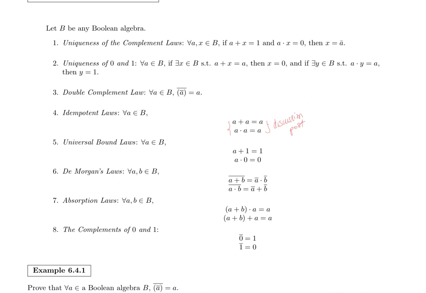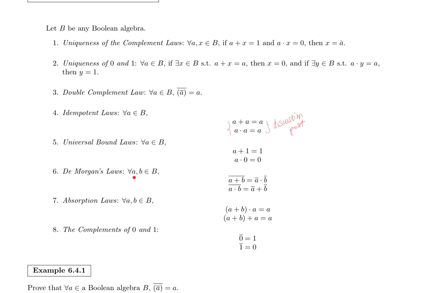Our universal bound laws say that for all A in our Boolean algebra, A plus 1 is equal to 1, and A times 0 equals 0. And again, this comes down to a set A, where the union with the universal set would be the universal set, because the universal automatically includes A. A and the null set can only be the null set, right? A and the null can only be the null. So that one makes a lot of sense.